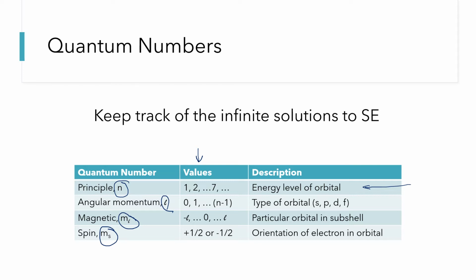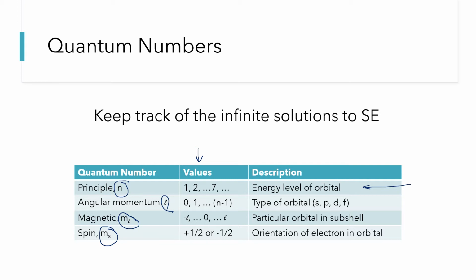The angular momentum quantum number can have as its smallest possible value 0, and as its largest possible value 1 less than the principal quantum number for that particular orbital. And we're going to associate with the angular momentum quantum number which type of orbital we're talking about. Is it an s orbital, a p orbital, a d orbital, or an f orbital? And we'll look more closely at that on the next slide.